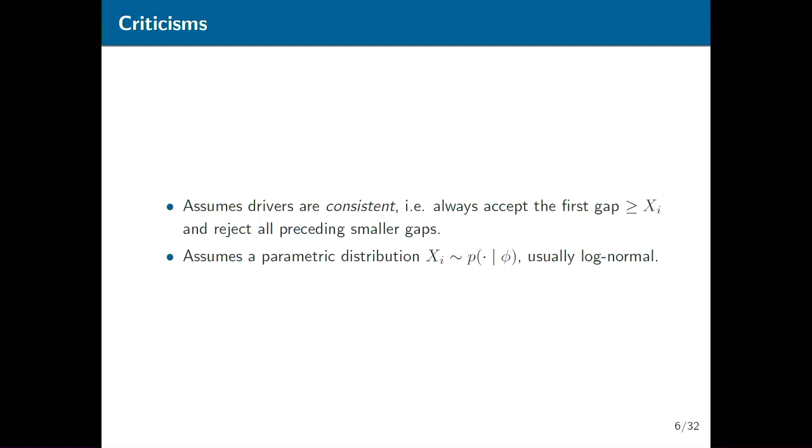The second criticism is that most of the methods usually make parametric assumptions on the critical gap distributions, usually log normal with positive support and right skewness, which is actually not a particularly strong criticism because there are also studies that show that the parametric assumptions don't make that much of a difference to your estimates of the mean and standard deviations of critical gaps. But in any case, we'll try to address both of these in this talk.